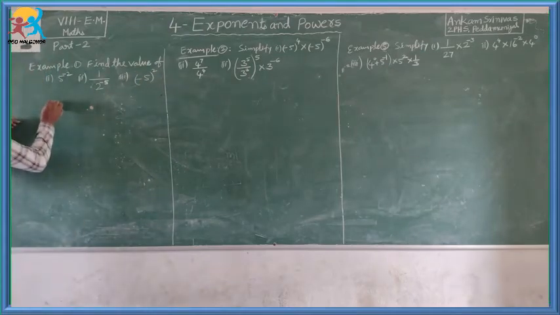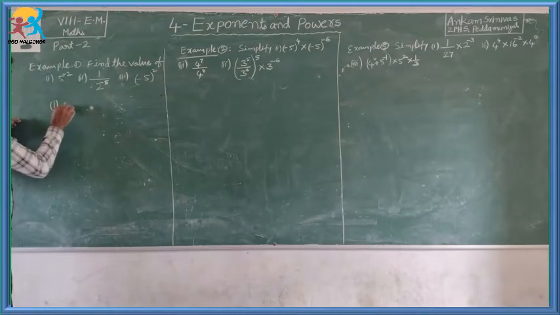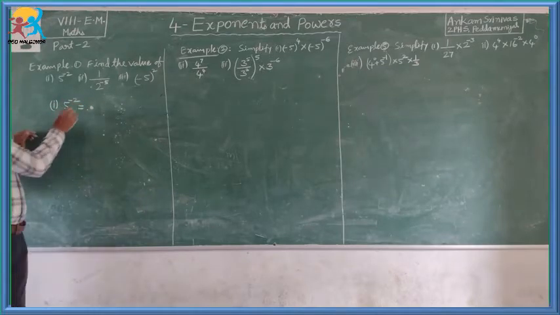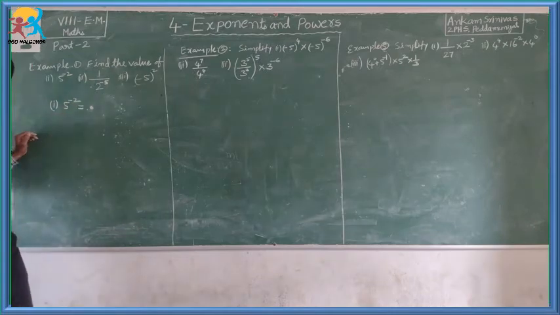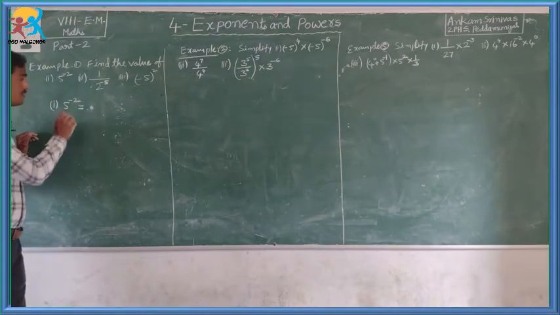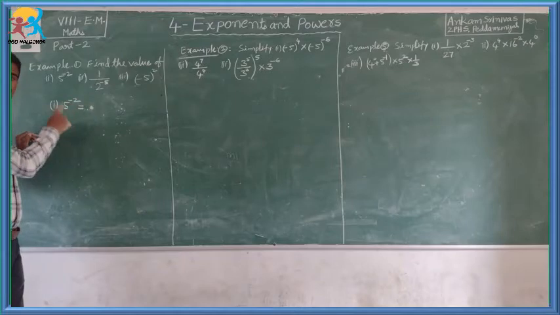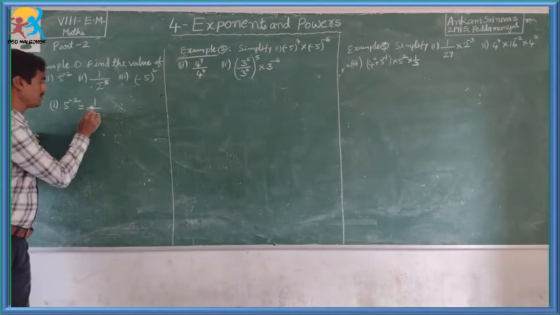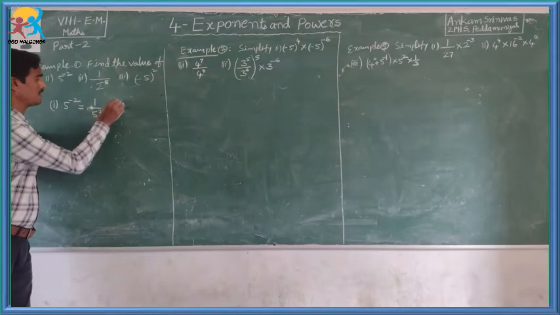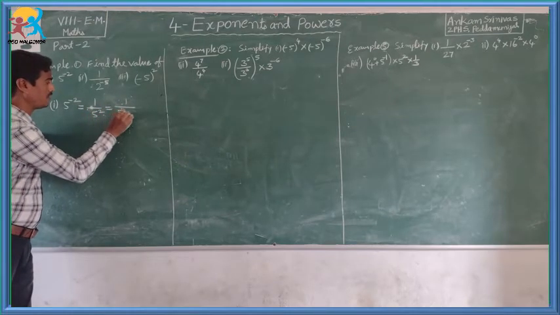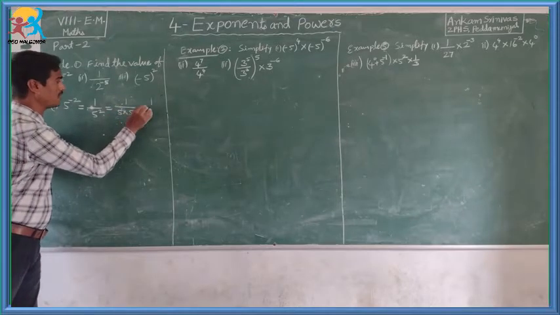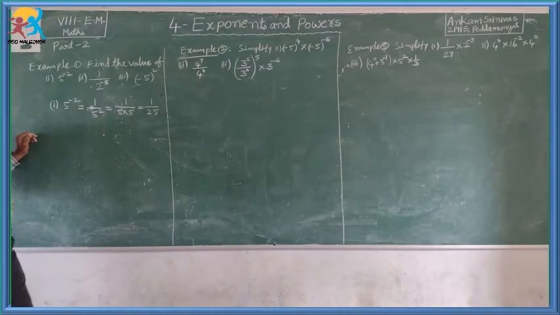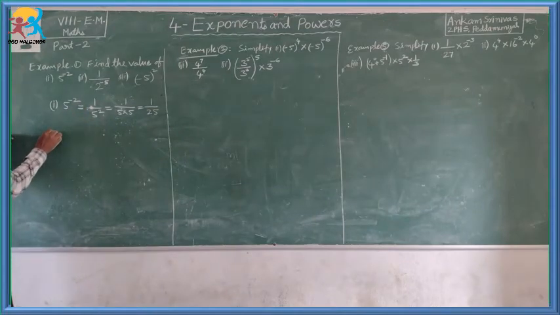Let's take the first problem, 5 power minus 2. We know that when we have a negative exponent, we have to remove the negative sign and write the reciprocal of the power. So 1 by 5 square, that means 1 by 5 into 5, equal to 1 by 25. Is it clear? Very easy, no? Next problem.